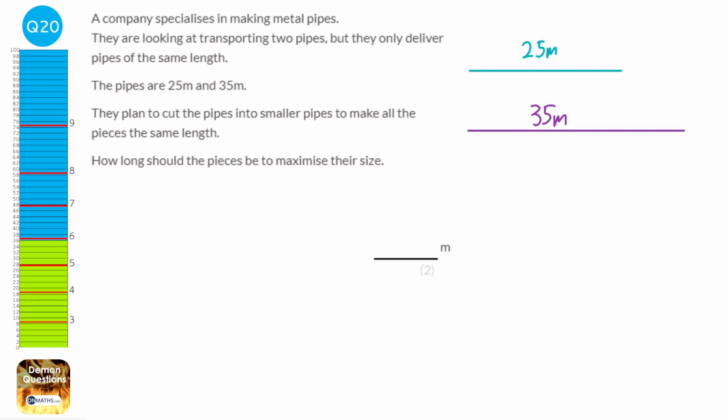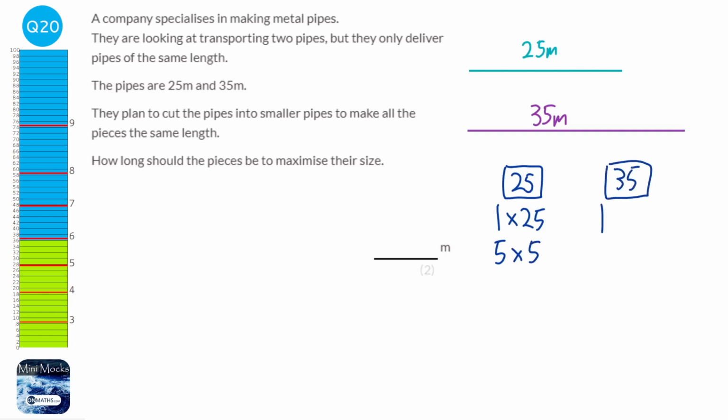So to find the highest common factor, what we do is we just find the factors of 25, which is 1 and 25 and 5 and 5, and the factors of 35, which will be 1 and 35, and 5 and 7. And the highest common factor is the number in both lists, the highest number in both lists, so it's 5. So what we can do is we can cut all of these pipes into 5-meter pipes.